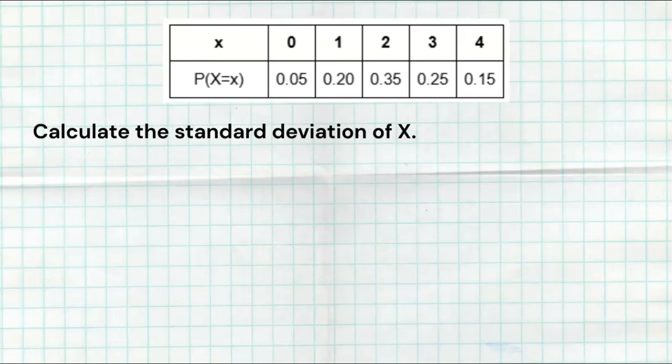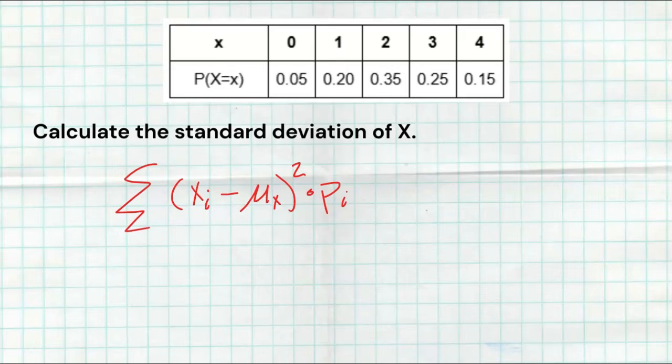All right, this is a little bit trickier to do by hand. I will show it, but I would highly recommend using your calculator for this. But basically, we have to take each individual outcome, subtract the mean that we just calculated, square that, multiply by the probability of that individual outcome, and then sum all of those together and take a square root. So it's a pretty complicated formula. There we go. Pretty ugly formula.